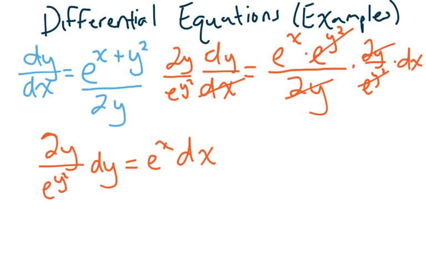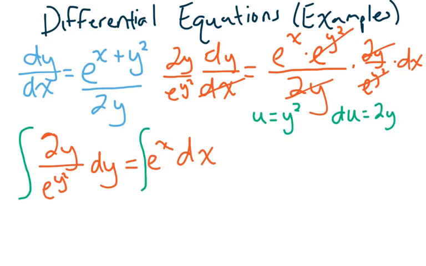Okay, now I am ready to start my integration step, so I'm going to do an integral. So we separated, now we integrate. And I notice over here on the left it looks like I may need to use a u substitution. So I'm going to use u equals y squared, and then I'm going to get du equals 2y dy. And that's nice because that's what we have in our numerator over there on the left-hand side.